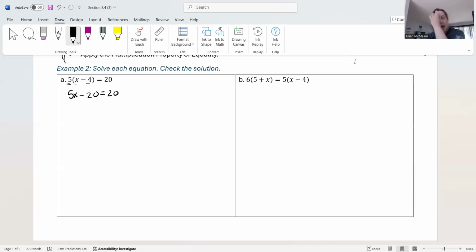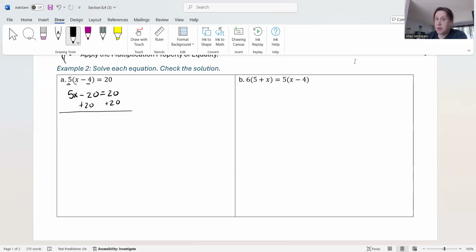So what I need to do now is move this minus 20 that's on the left. Well, how would I undo minus 20? Because remember, at the heart and soul of all of this, we're just undoing what has happened to the variable. Well, to undo this minus 20 in math, I would use addition. So I'm going to add 20 to both sides of the equation.